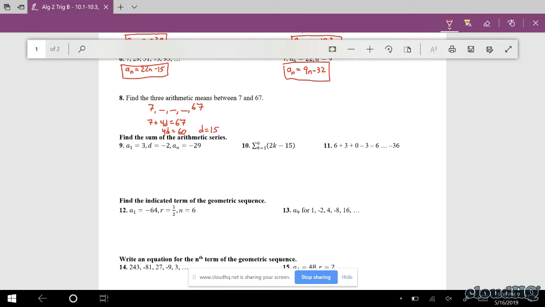So let's go ahead and add 15. So start at 7, add 15, we get 22. Add another 15, we get 37. Add 15 again, I get 52. And those are my 3 arithmetic means.